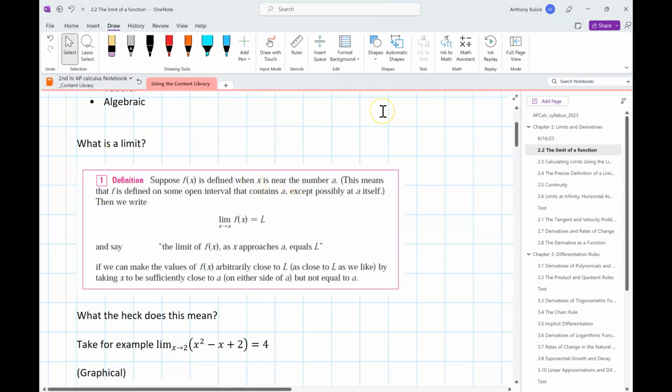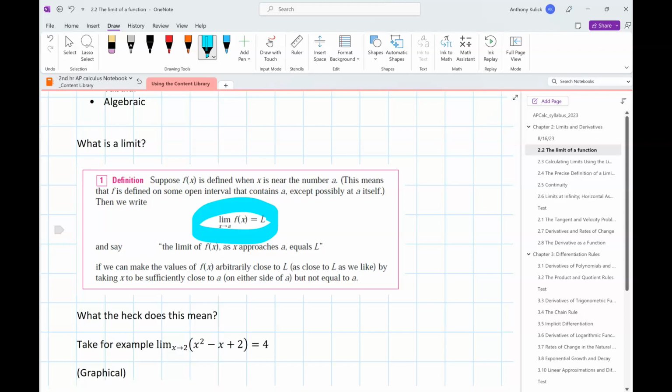Okay, so the definition says, suppose f of x is defined when x is near the number a. Notice that it does not say at a, so we can still take a limit at a certain value of x, even if the function is not defined there. Then we write the limit as x approaches a of f of x is equal to L. That's how I read that set of symbols. The limit as x approaches a of f of x is equal to L. Or you could just say is L. That's fine too.